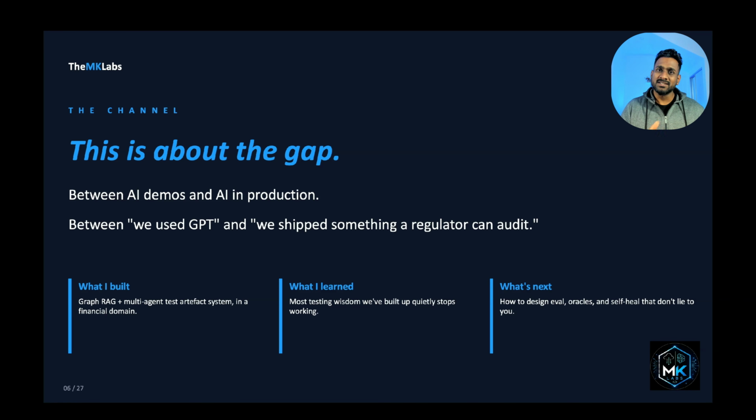So what's next in this series is practical. How to design evals, oracles, and self-heal mechanisms that don't lie. How to build deterministic worlds where you can, and statistical evaluation where you can't. Because confidence is a product feature. If you can't trust what your tests say, you don't really have quality, you have vibes.